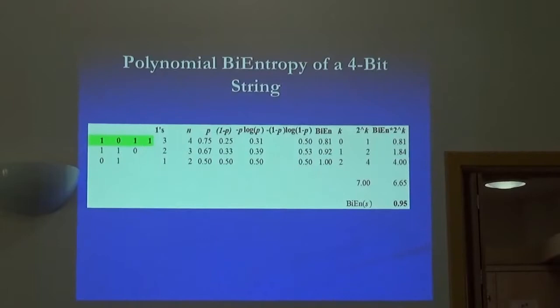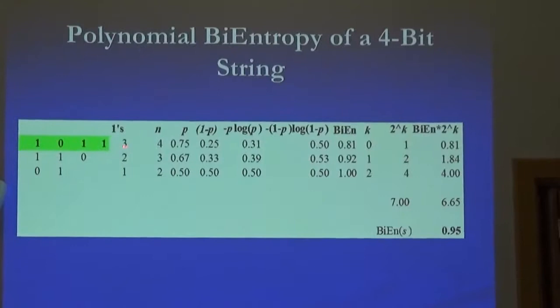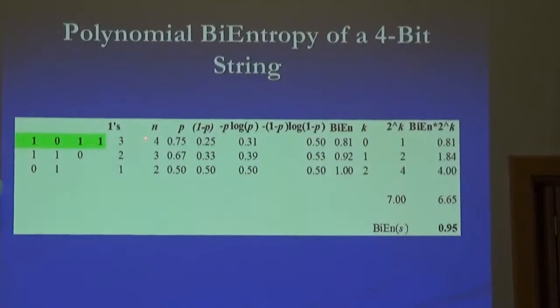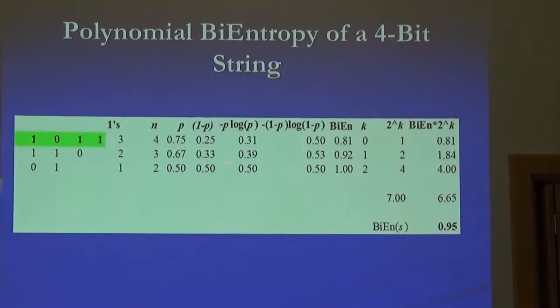Okay, and so coming from the spreadsheet world, I did all the early playing around in Excel, and it's very easy to do. So if we have a binary string, we can count that there are three ones in the string. The length of the string is 4, so it's first p, 1 minus p, the first logarithm, the second logarithm, and the Shannon entropy of the string, and then the Shannon entropy of the first derivative, the Shannon entropy of the second derivative, and then we've got the weighting here, and the BiEntropy.